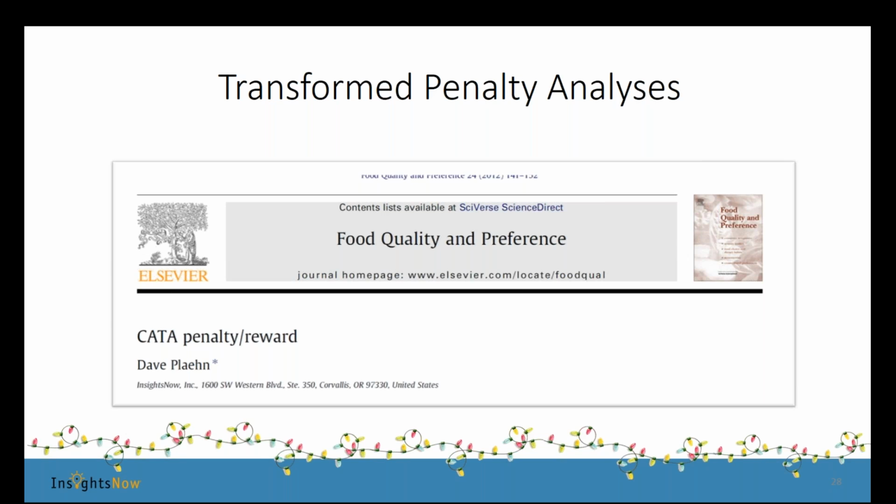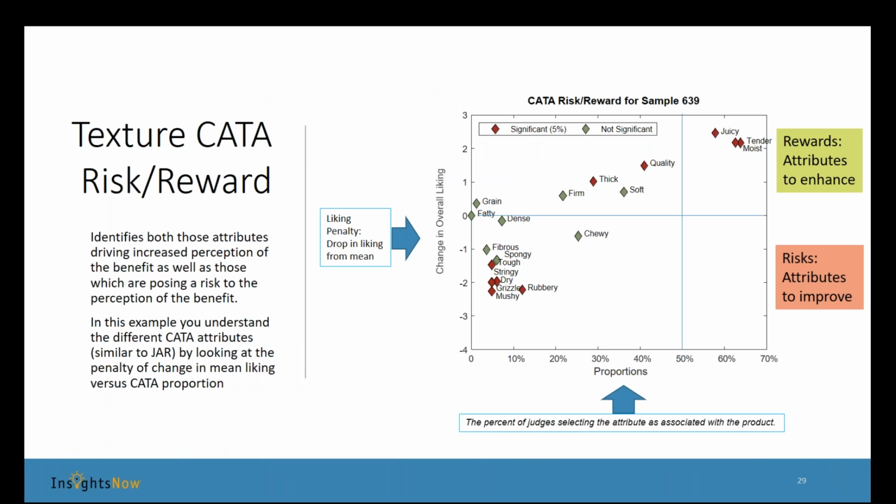So we call this, from our wonderful senior statistician, we call this paper out because if you are interested in literature, you can go out and read how this analysis is done. Very simple. A lot of people can follow that technique by reading the paper. What you get from a Check-All-That-Apply, and I call it risk reward, just to differentiate it from penalty from a jar, especially if you're doing both in one study.